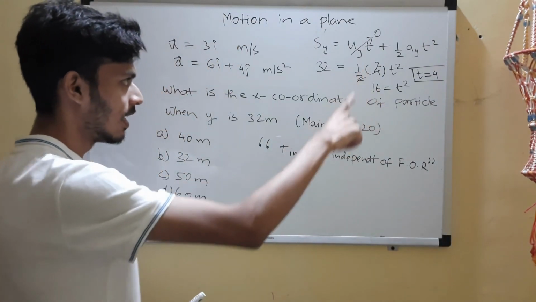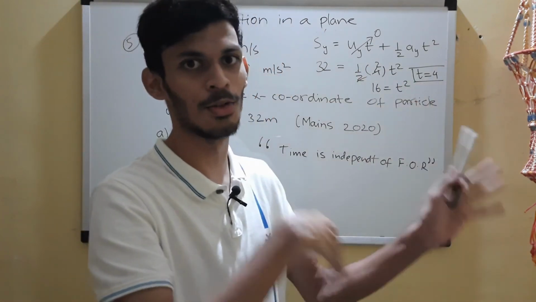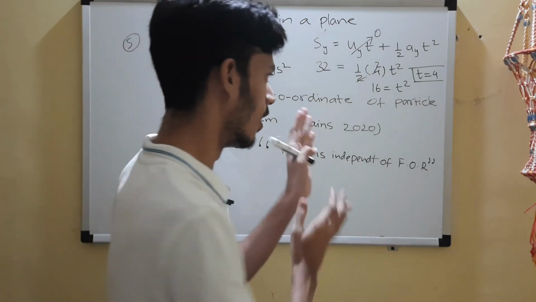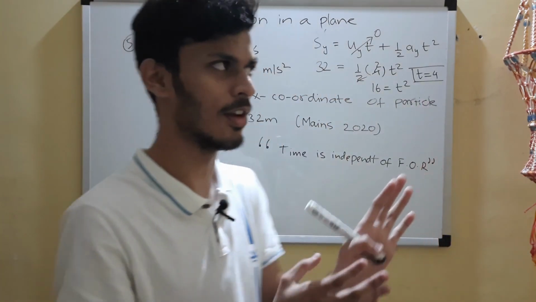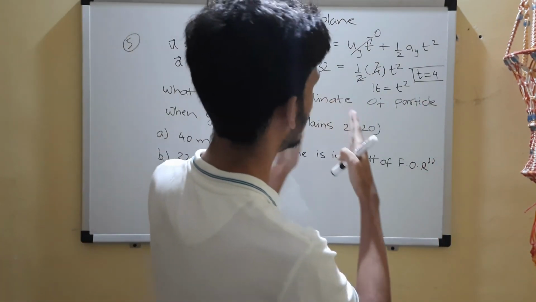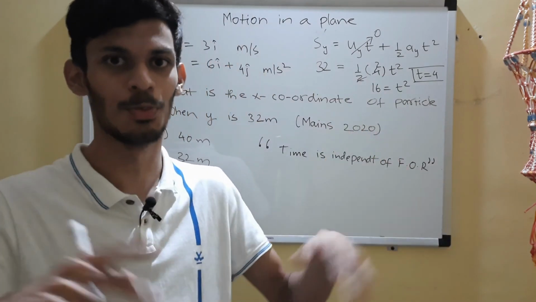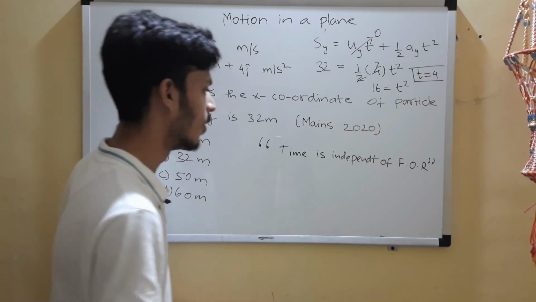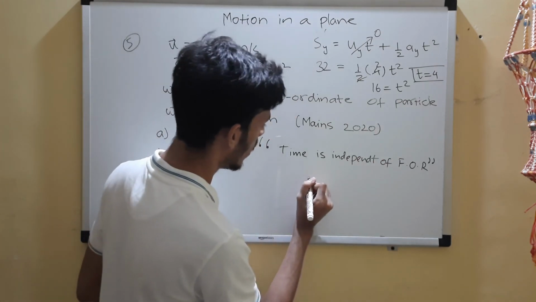So t is 4. It is not ty is 4 or tx is 4, because t is 4. The time does not depend on frame of reference. Whether you see it from the x direction or the y direction, time won't change. Both of them have the same clocks, avoiding general relativity, of course.